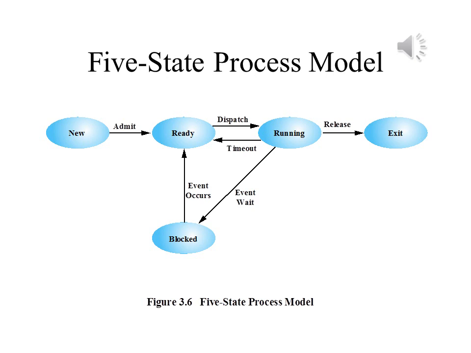The possible transitions are as follows. Null to new: a new process is created to execute a program. This event occurs for any of the reasons shown earlier. New to ready: the operating system will move a process from the new state to the ready state when it is prepared to take on an additional process.